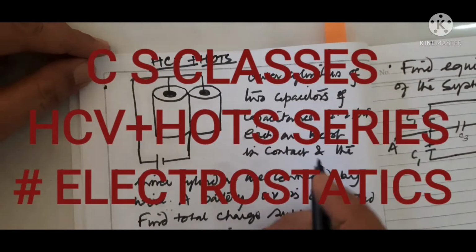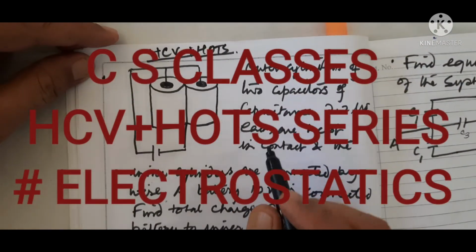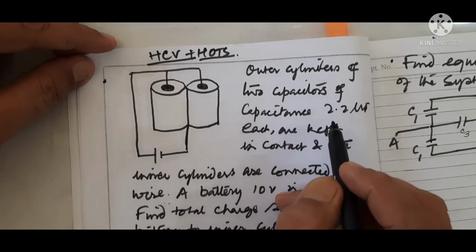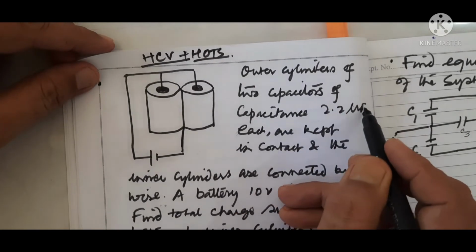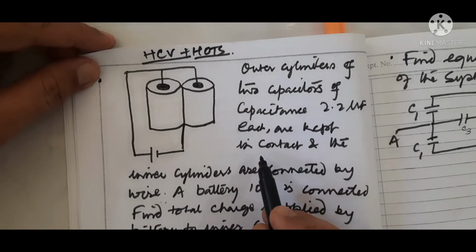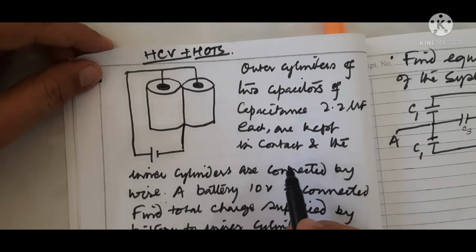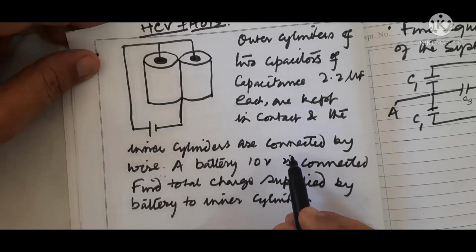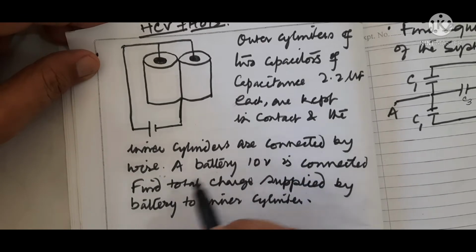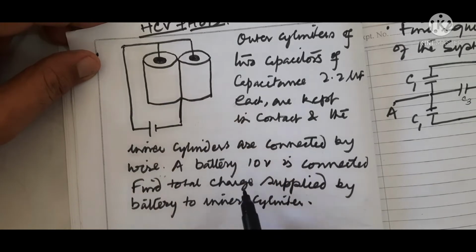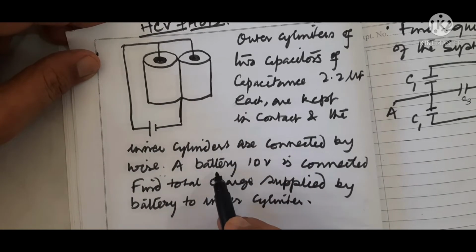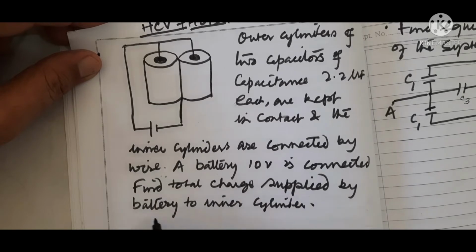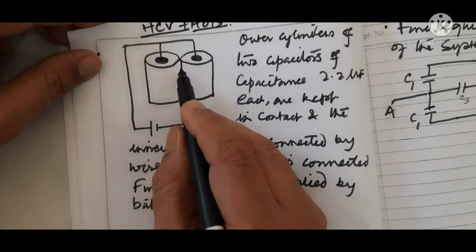Another question of HCV and HOTS series. Outer cylinders of two capacitors of capacitance 2.2 microfarad each are kept in contact, and the inner cylinders are connected by the wire, like that. This is the diagram, and a battery of 10 volt is connected. Find the total charge supplied by the battery to the inner cylinder.